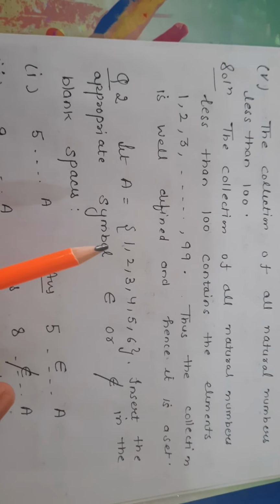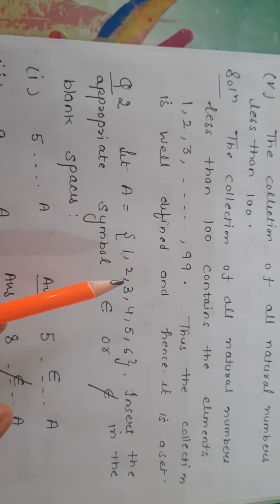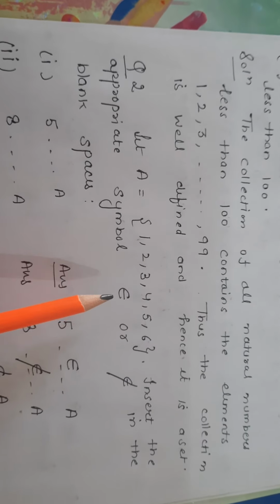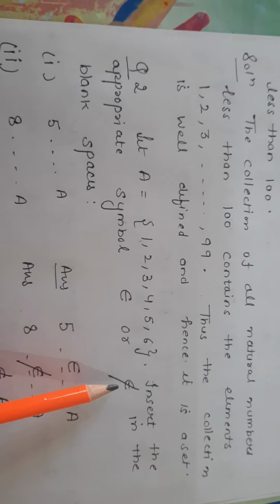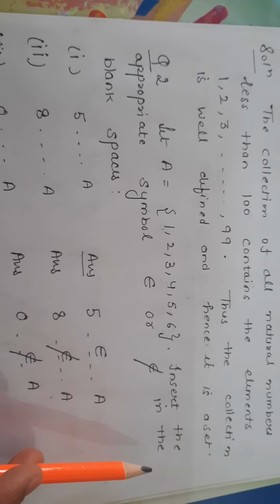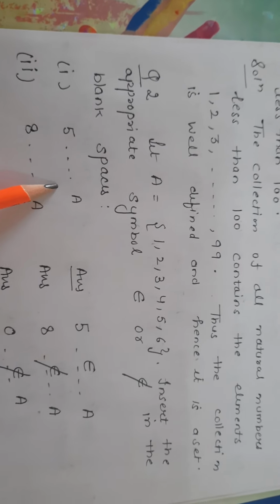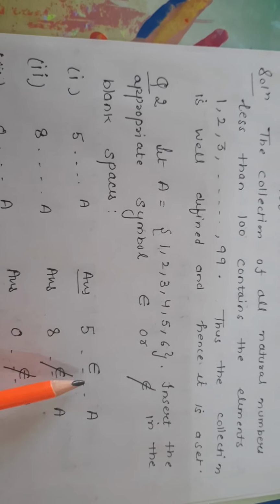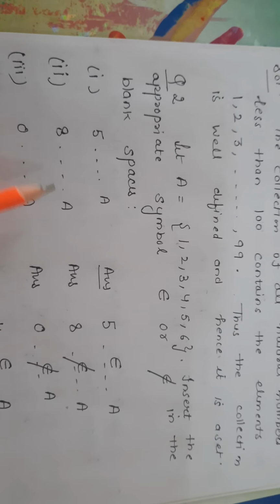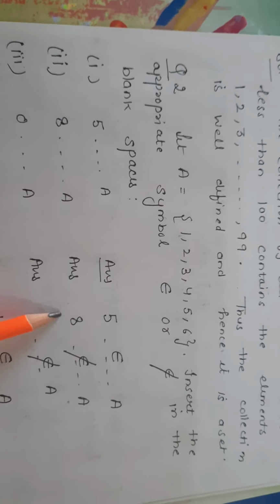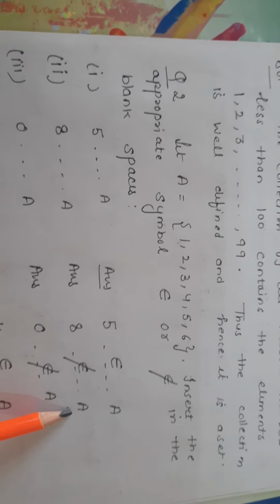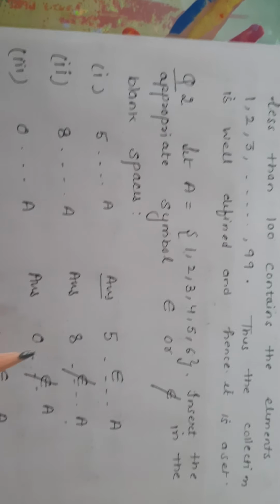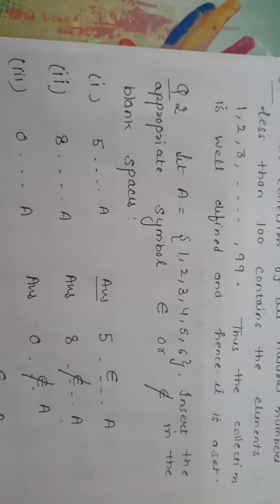Second question, let A be the set 1, 2, 3, 4, 5, 6. Insert the appropriate symbol in the blank spaces. This symbol is for belongs to and this is for does not belong to. Now 5. You have to write your answer. Clearly 5 is in the set A. So we'll write 5 belongs to set A. Next is 8. 8 is not here. We'll write 8 does not belong to set A. 0. Check here. 0 is not here. So we'll write 0 does not belong to set A.